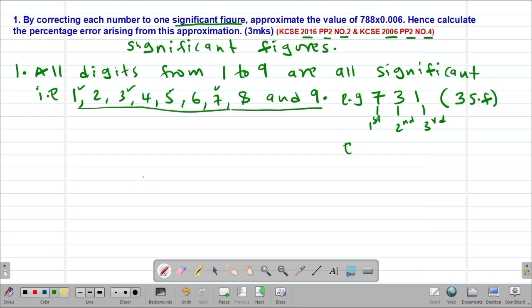If I also pick another number from this set, I can pick 9, then also pick maybe digit 5, combine it with digit 2, and maybe also add digit 4. So this is our first significant figure, then the second, the third and the fourth significant figure. Therefore, this number is correct to four significant figures. So any number formed by combining the digits 1 to 9 will form significant figures, because all the digits from 1 to 9 are said to be all significant.